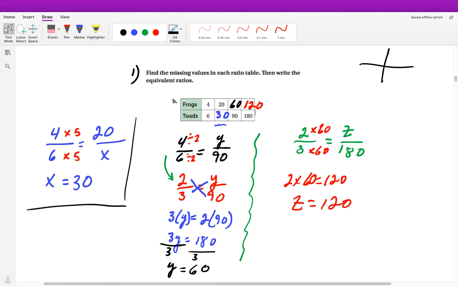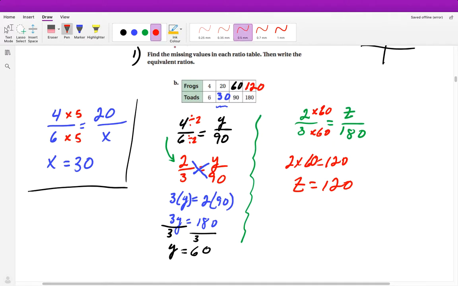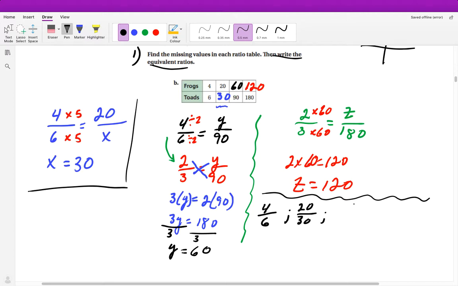And I don't really care which way you do it. It is completely your call. The one thing I forgot to do in the other question, but let me go ahead and do it now, is it says, then write the equivalent ratio. So the equivalent ratios are 4 over 6, and 20 over 30, and 60 over 90, and 120 over 180. All right, so those are all of our equivalent ratios.